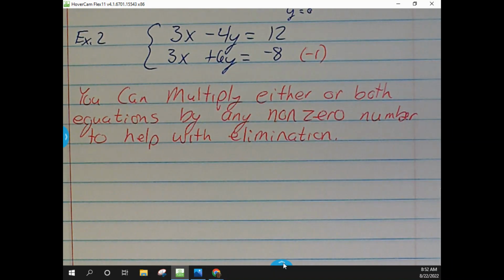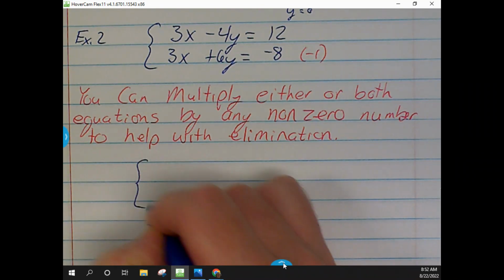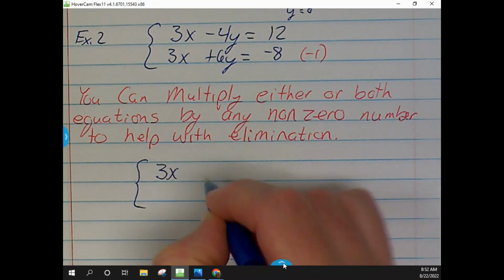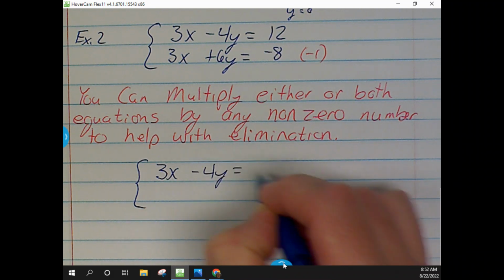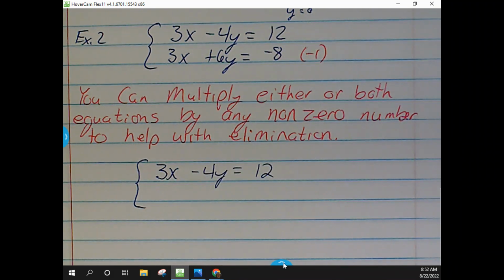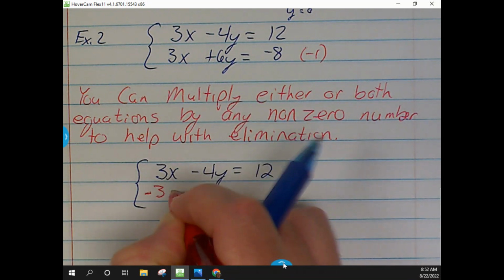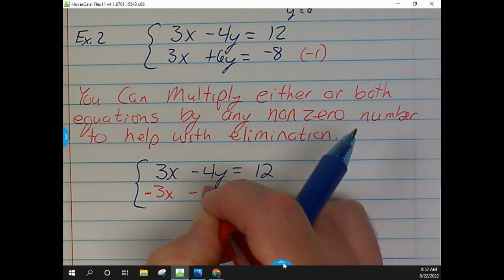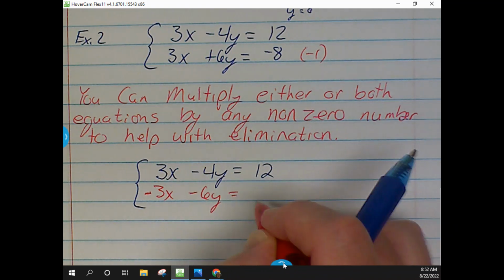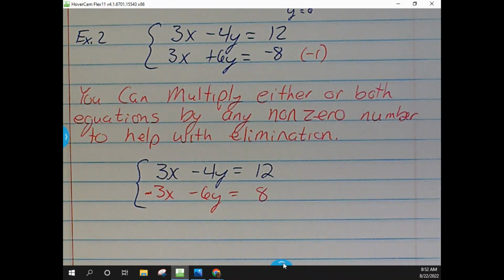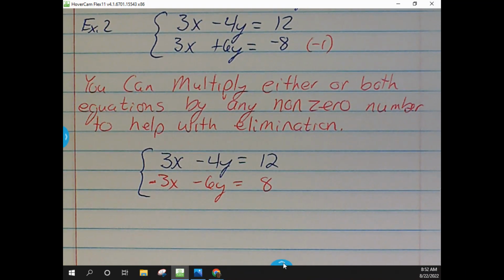So if you've got a positive 3 on both of them, and you need one of them to be negative, you're just going to take the entire equation you have and multiply everything in that equation by -1. So that's 3x minus 4y equals 12. And then multiplying everything here by -1, again, you're just going to change the signs. It's going to be -3x, a -6y, and a positive, or just a regular, 8.